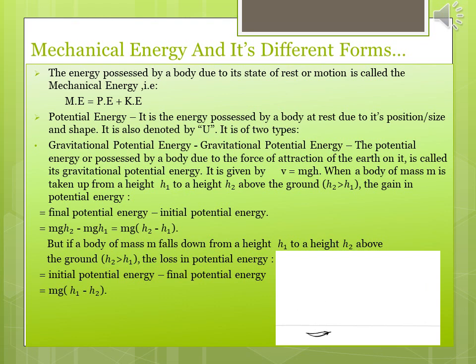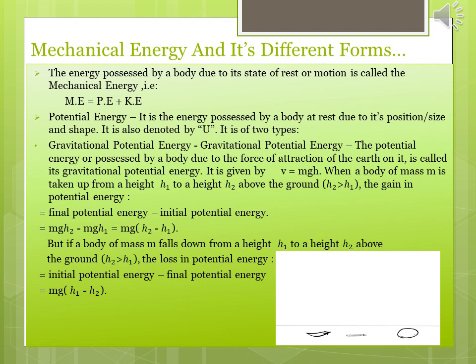The potential energy possessed by a body due to the force of attraction of Earth on it is called its gravitational potential energy. Each body experiences a force of attraction due to Earth, which is called the force of gravity or weight of the body. The gravitational potential energy of the body is zero when it is at infinity because the force of attraction of Earth on the body is then zero. The gravitational potential energy of a body at a point is the amount of work done by the force of attraction of Earth in bringing that body from infinity to that point.